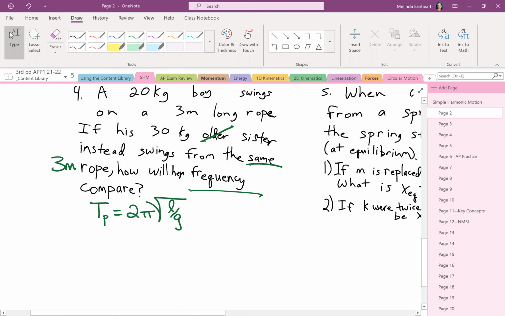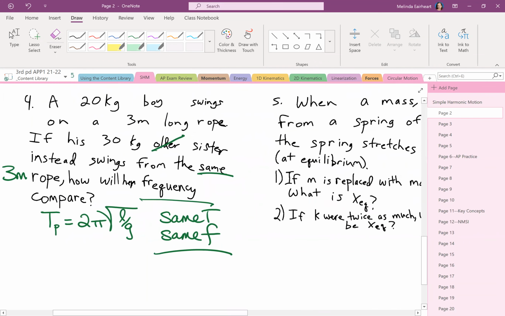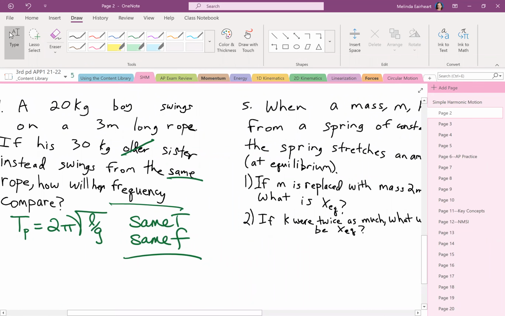Same. How does frequency compare? Same. And so if it's the same length, same. So mainly just a concept there, not really a calculation. We could calculate the period and frequency, but they were just doing a comparison.